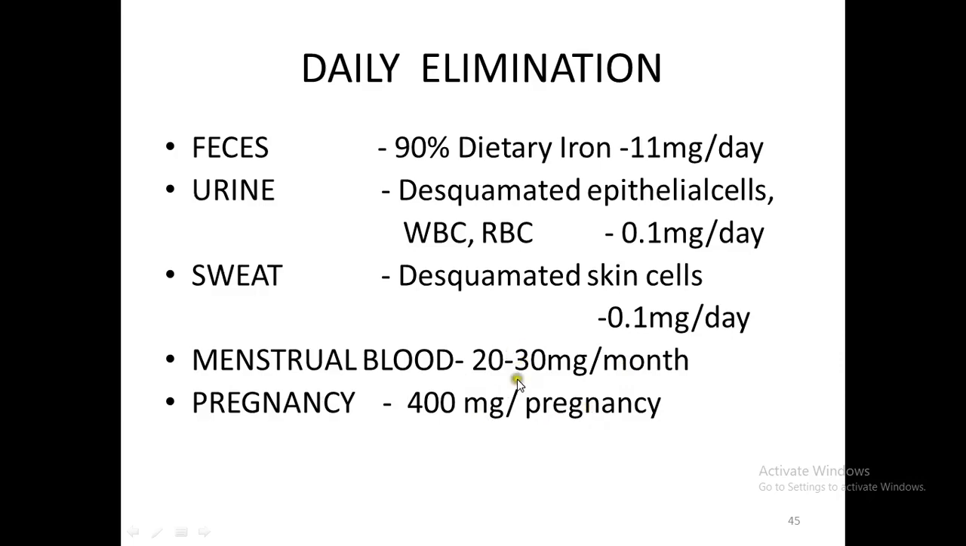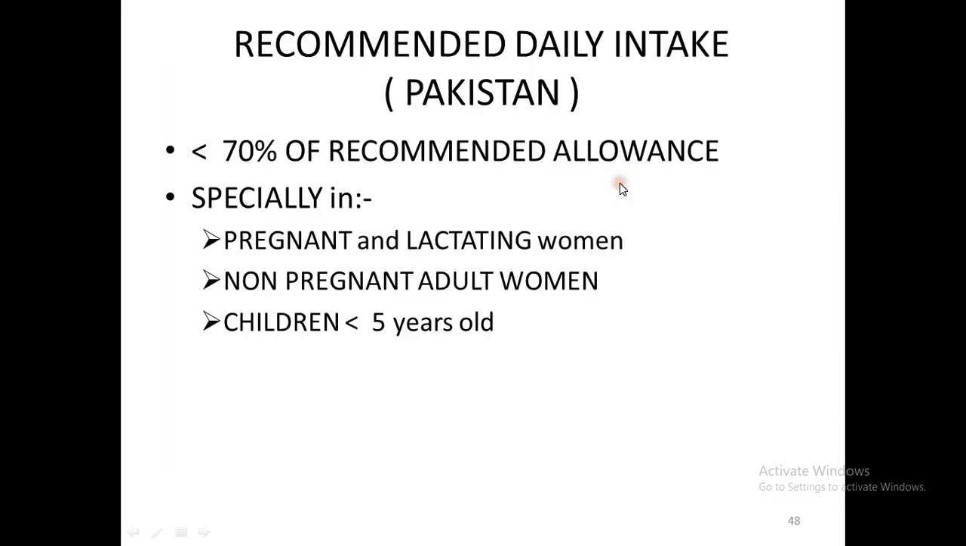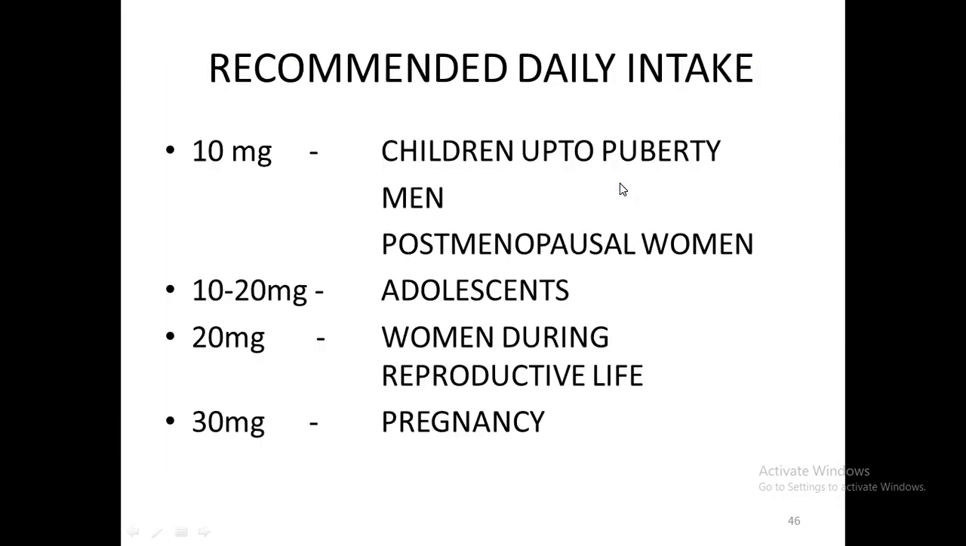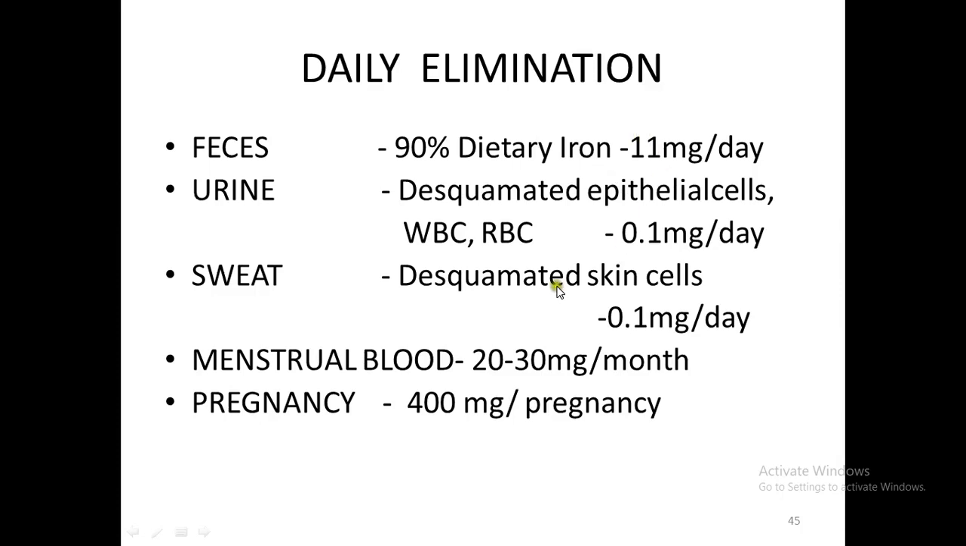So as you can see, a normal male will require only the replenishment of 1 milligram per day that is being thrown out normally by the body. But for a woman, you find that in the normal reproductive age, she requires this much more iron to be taken every month, and a pregnant woman needs this much more iron to be taken in her pregnancy.